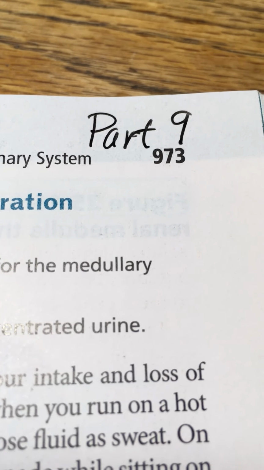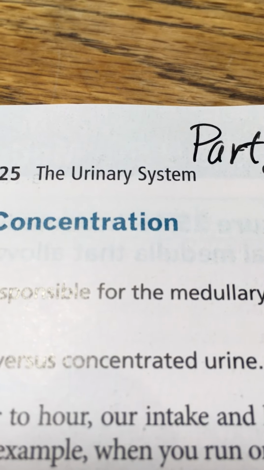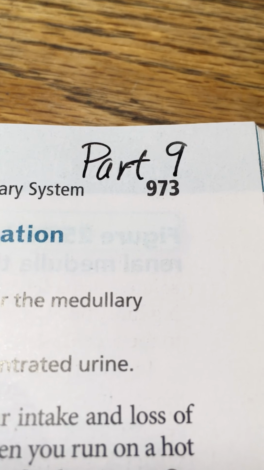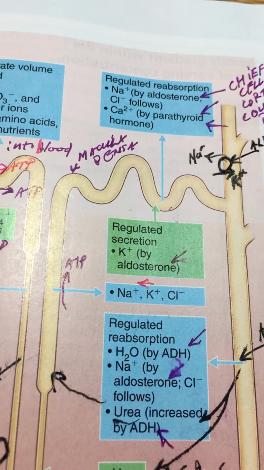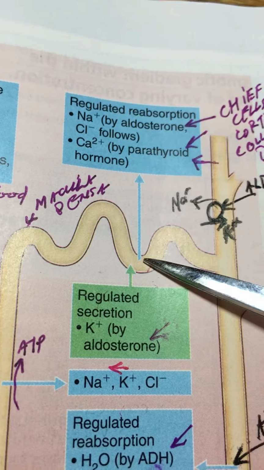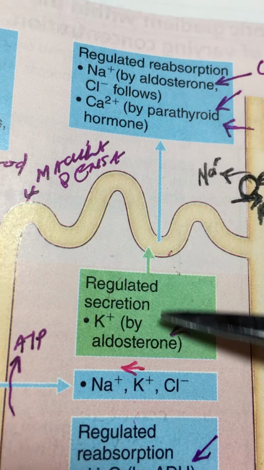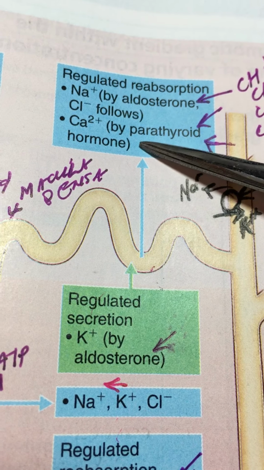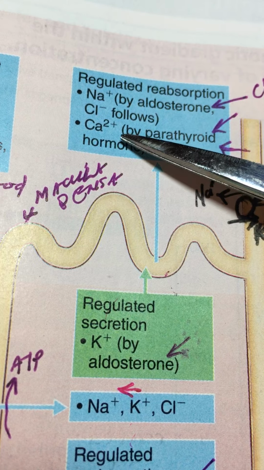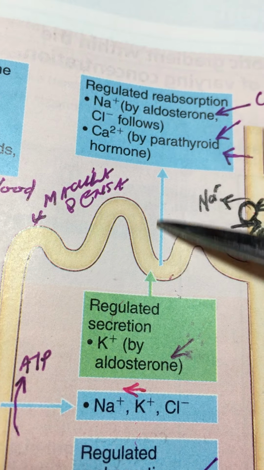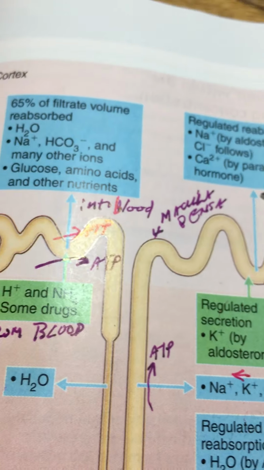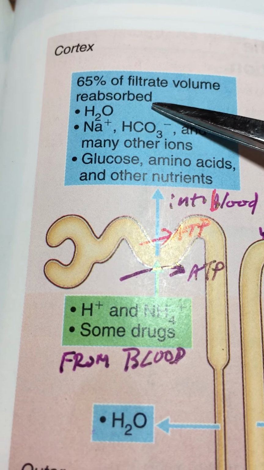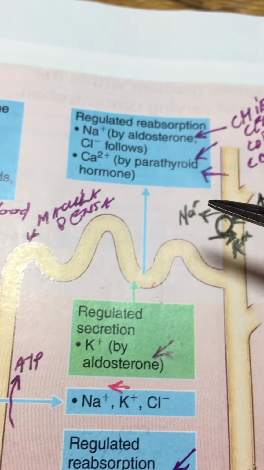We have arrived in part 9 of the urinary system right here, part 9 on page 973. We were coming through this diagram right here, and we had just begun to talk about the distal convoluted tubule. Notice that we're getting some reuptake of sodium, chloride, calcium. This is relatively fine tuning. It's not a busy place as compared to over here. This is a super busy place here at the proximal convoluted tubule.